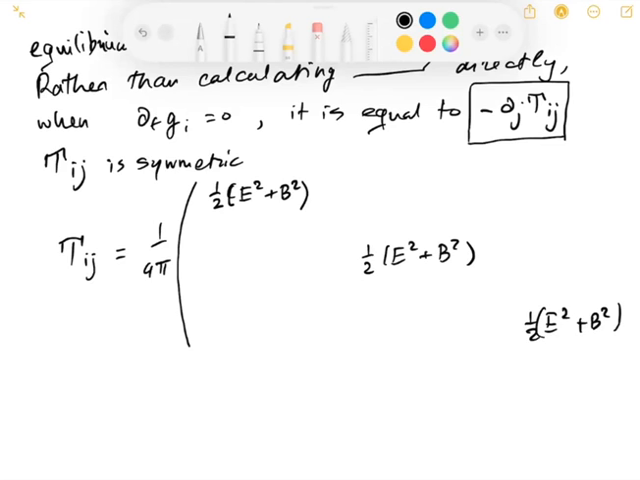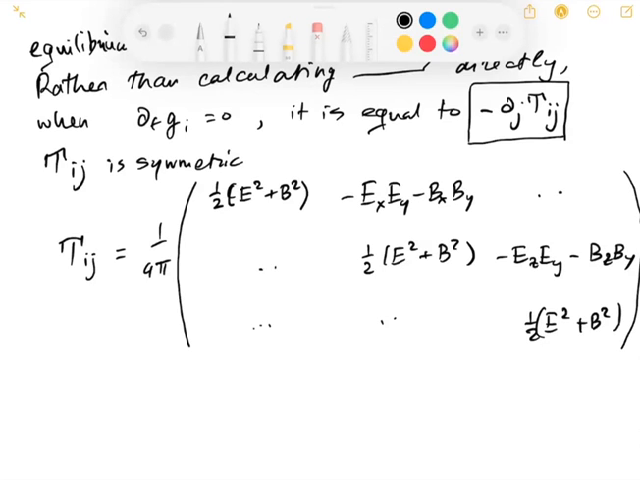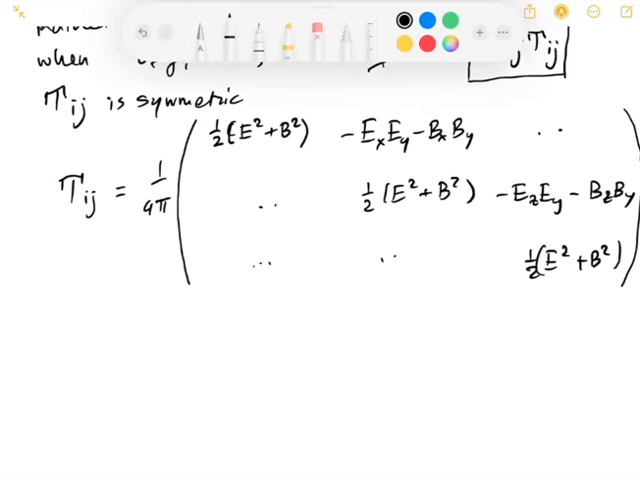Okay, on the non-diagonal elements, we get things like this. This is E_x E_y minus B_x B_y. And then, for instance, here we would have a minus E_z E_y minus B_z B_y. Okay, so that's what this thing looks like. I'm not going to complete these two, but hopefully you see the way this thing looks.